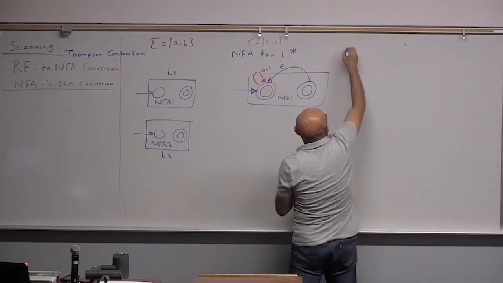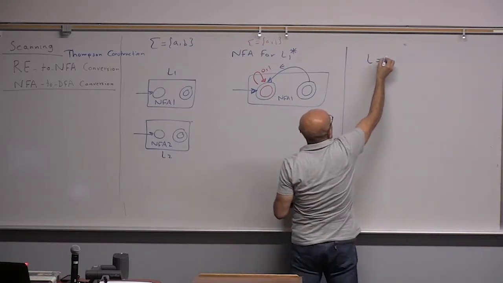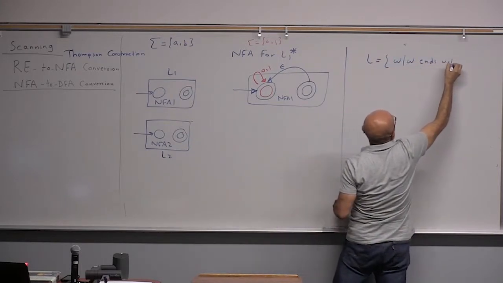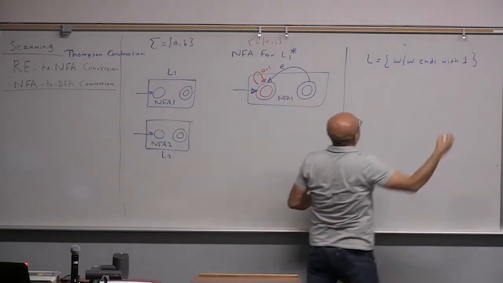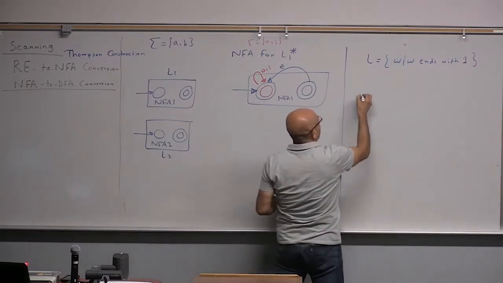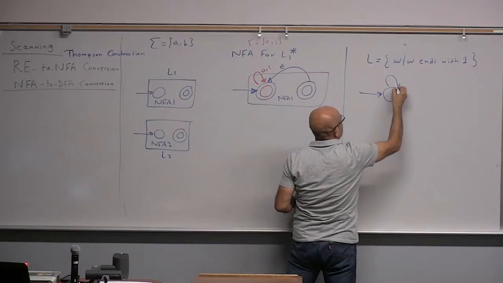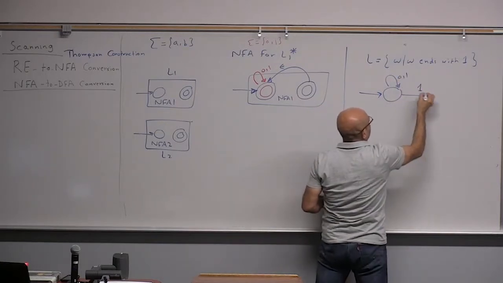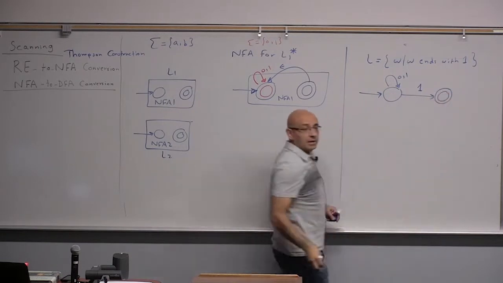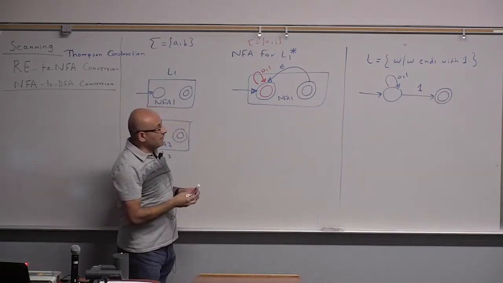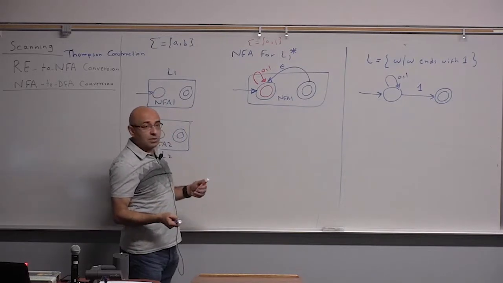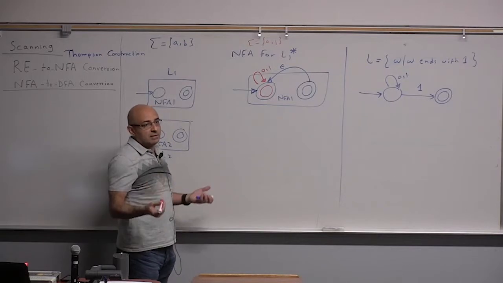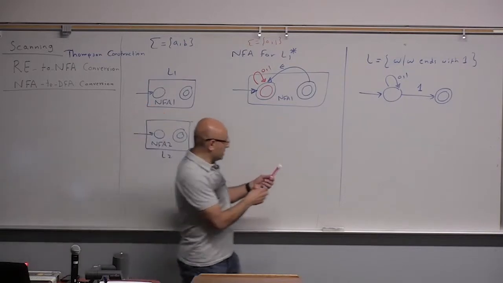This is abstract. So what if we have this language L, the set of strings W such that W ends with 1? The NFA is going to be like this: 0, 1, and then if you have a 1, you are in an accept state. Right? So this is an NFA for this language, W ends with 1.